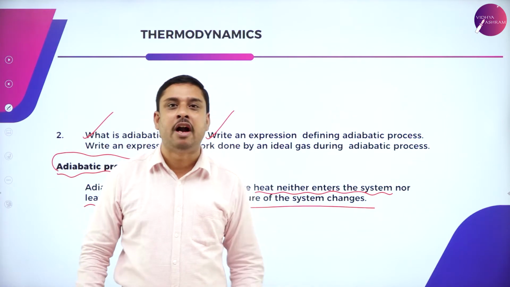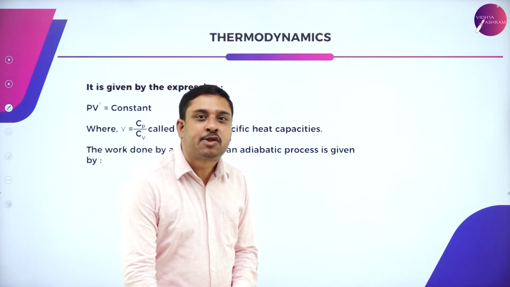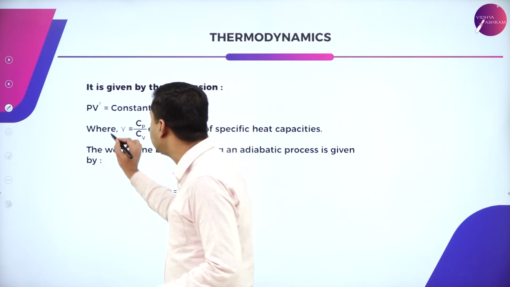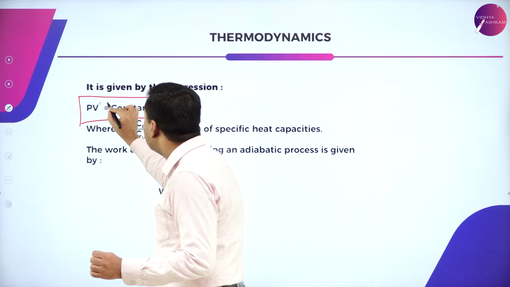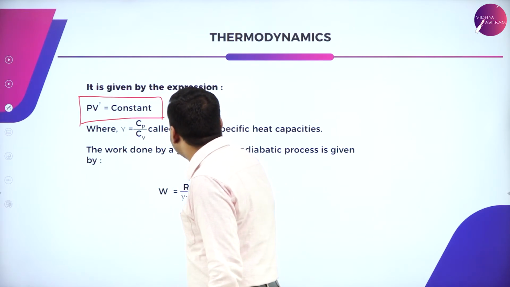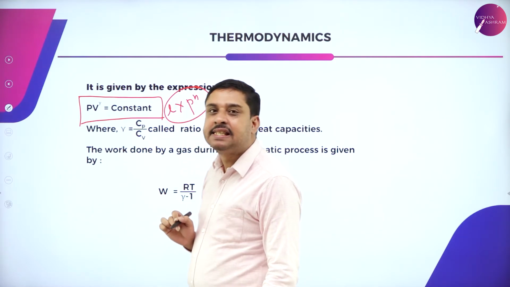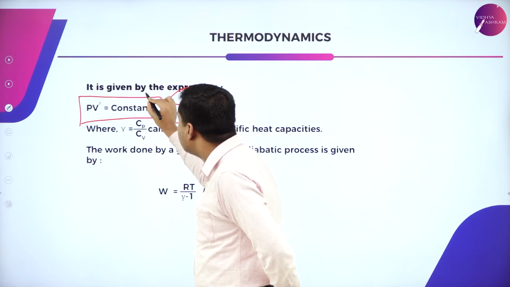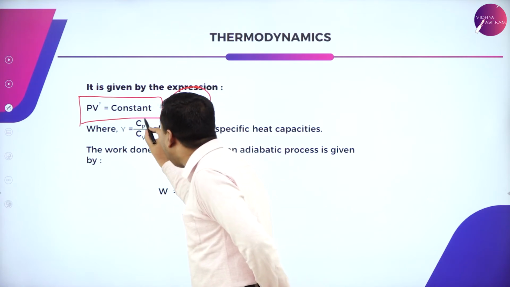That is what is called an adiabatic process. And the expression which defines an adiabatic process is PV to the power gamma should be constant. So this is the classical expression which defines an adiabatic process. What is that? PV to the power gamma is constant. And what was gamma?